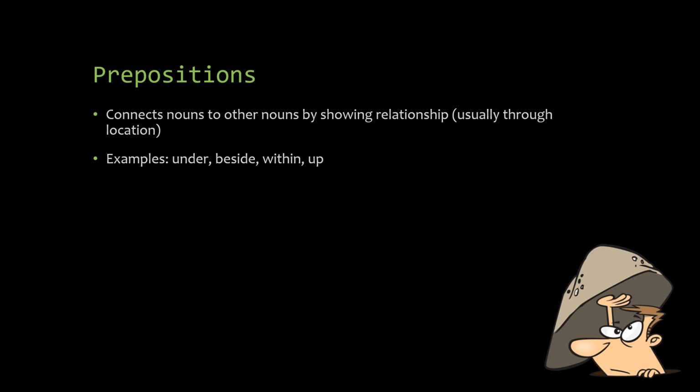The planets revolve around the sun. So planets and sun would be our two nouns, and then around is the preposition that is used to describe the movement, the location.